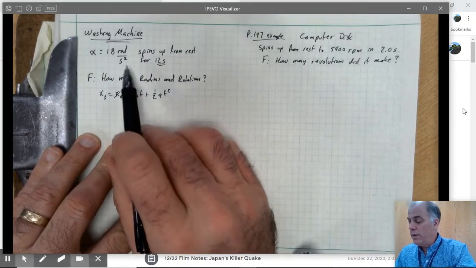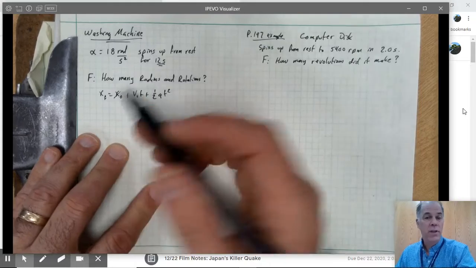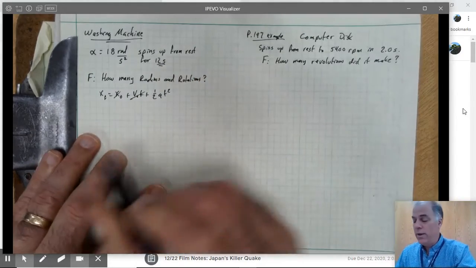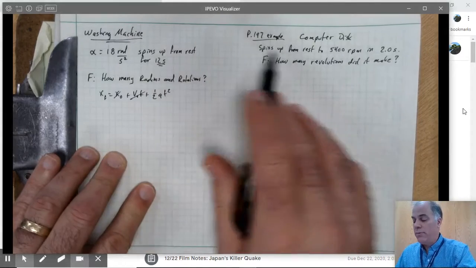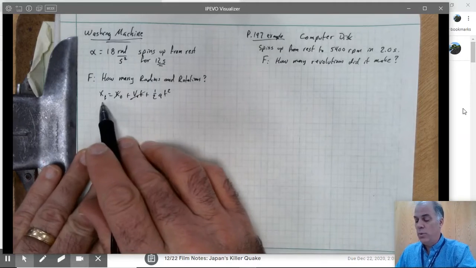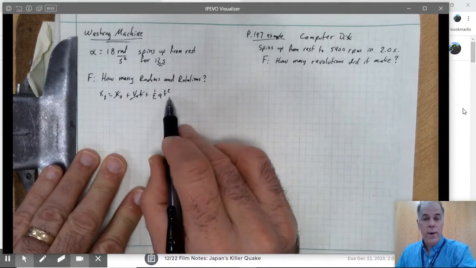We are also assuming that it is not spinning at the beginning. We said it's spinning up from rest. The initial velocity is zero. The initial angular velocity is zero. So that drops out. So if this was a straight line problem with an 18 meter per second squared acceleration for 12 seconds, this is what we'd be left with. So the final position is 1/2 at squared.